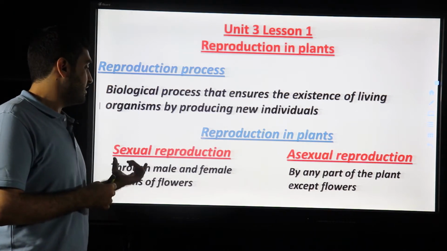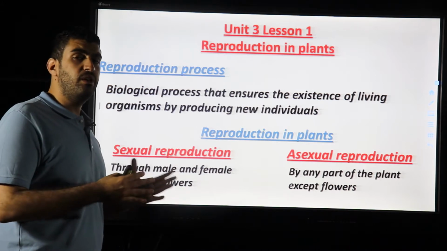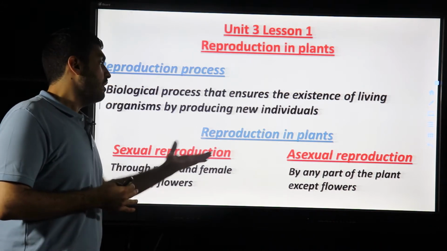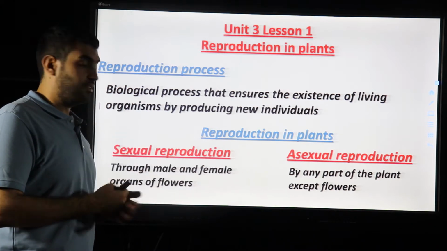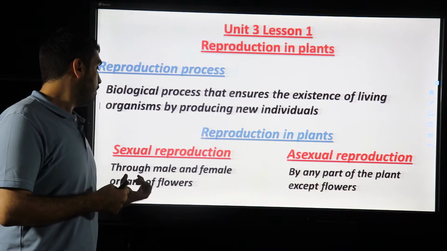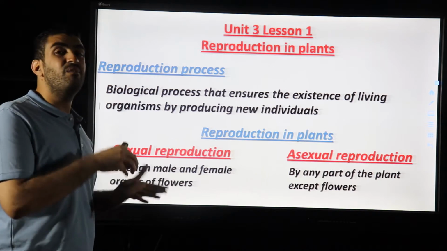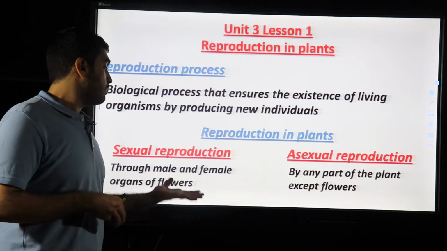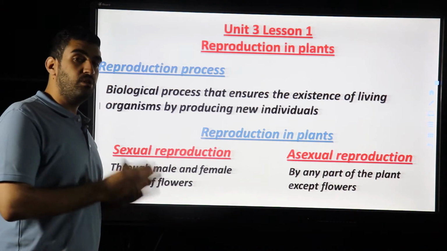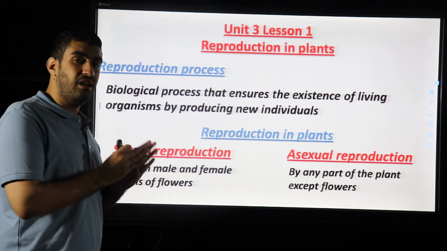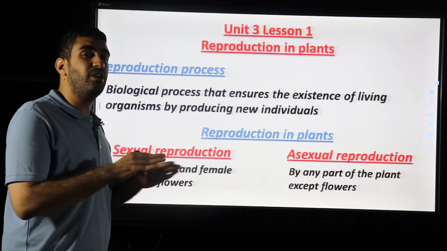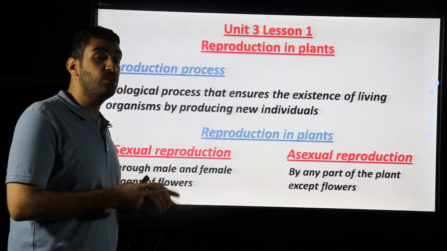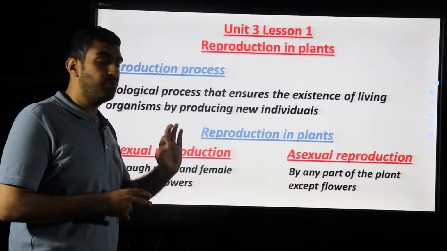Two types: sexual reproduction, in which some plants reproduce sexually, and asexual reproduction, another type in other plants. Sexual reproduction occurs through male and female organs found in the flower. So any plant that reproduces sexually must have a flower. Number two, asexual reproduction occurs by any part like stem, leaves, roots, any part except the flower.